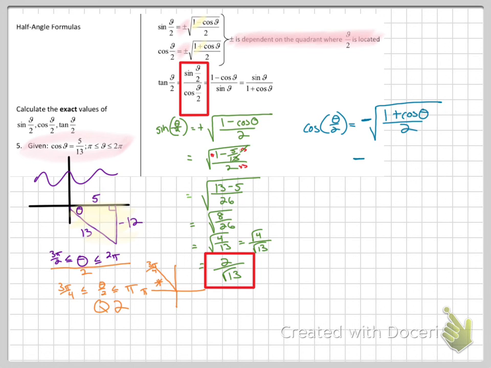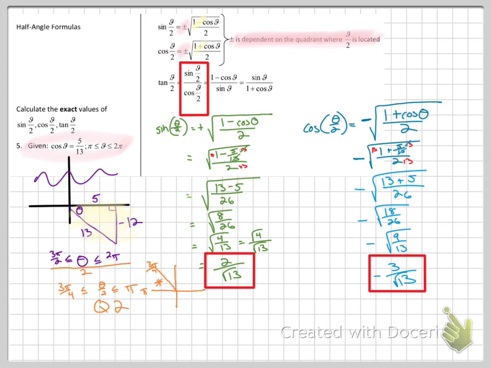And then I'm just going to plug in what I know. 1 plus 5 over 13, over 2. Do the whole multiply by 13 thing again. Negative square root of 13 plus 5 over 26. 18 over 26, divide by 2, 9 over 13, and I can actually square root the 9, 3 over root 13. That turns out to be the answer to cosine theta over 2.